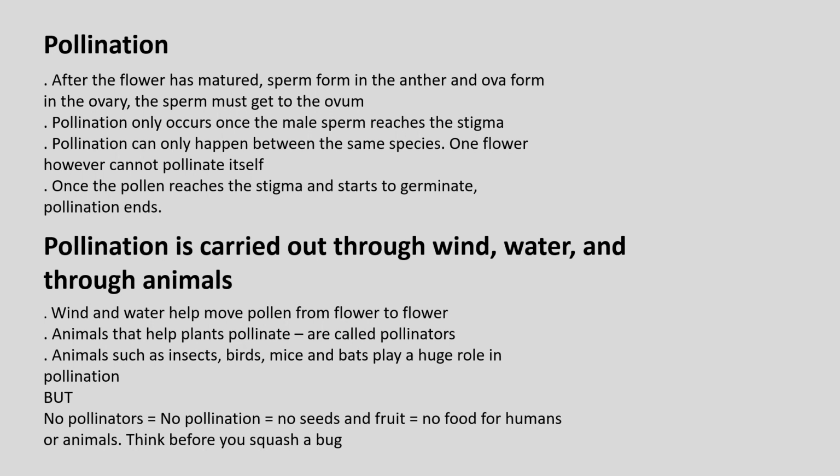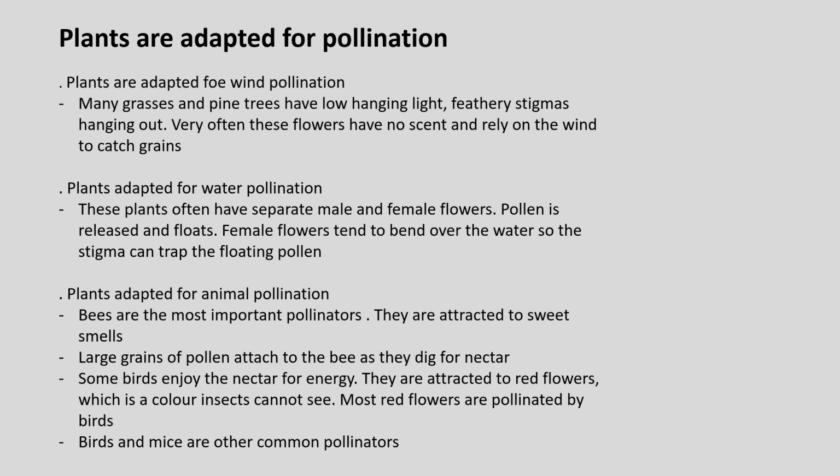But we must remember that if there is no pollination, then there are no seeds and fruit, right? Which means that there will be no food for humans or animals. This now means that we must think about some of the bugs or insects we actually kill or squash, because they also play a role in making sure that the ecosystem is in balance and that we as humans and animals have food, right? Plants are adapted for pollination.